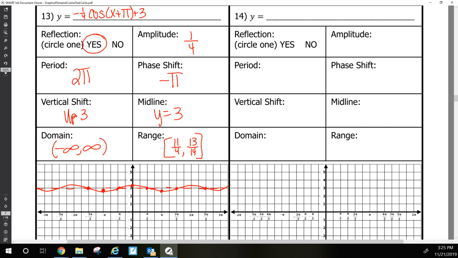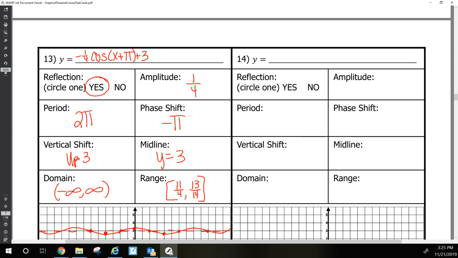All right, number 14. I've got 2 cosine(6x - 4 pi) + 2. Period change or phase shift is going to be a challenge, but we can do it. No reflection out front, so we're not reflecting across our midline. We do have an amplitude change of 2, which means 2 above and below that midline.